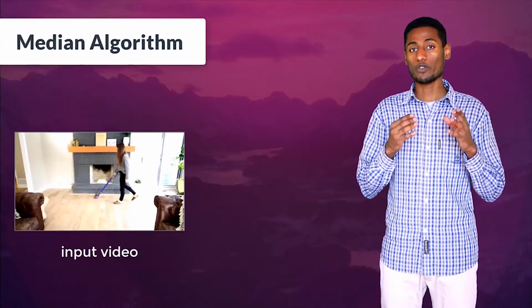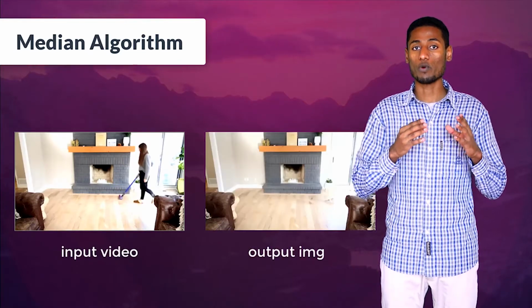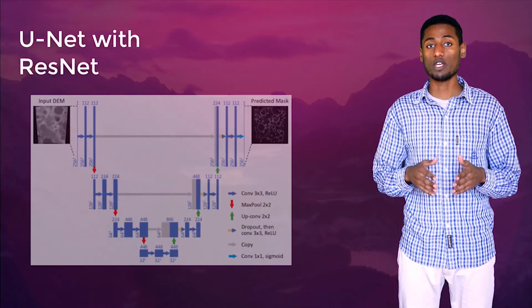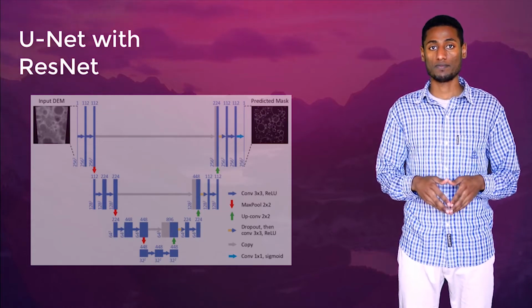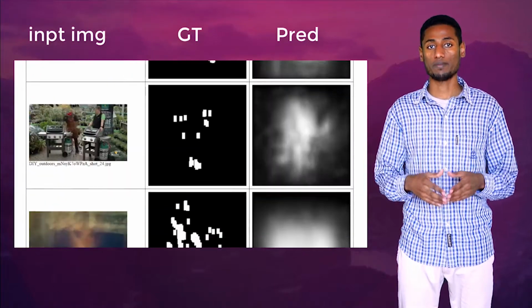Next, in order to get only the static things in the video, we used a median algorithm to do that. Now we have the median image corresponding with the floor mask. And now we are ready to give training. We used a U-Net architecture with a ResNet backbone to do the segmentation. After training the model, we have now a floor prediction model.